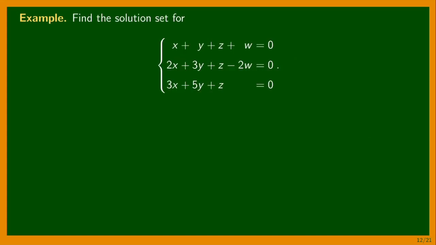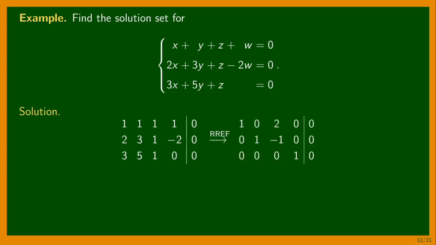As an example, let's find the solution set for this linear system. So we again employ the Gauss-Jordan algorithm. I am going to do the computations for you. So the resulting REF is this matrix. So these are the columns corresponding to x, y, z, and w. Then we can describe the solutions as follows. x plus 2z equals 0, y minus z equals 0, and w equals 0.